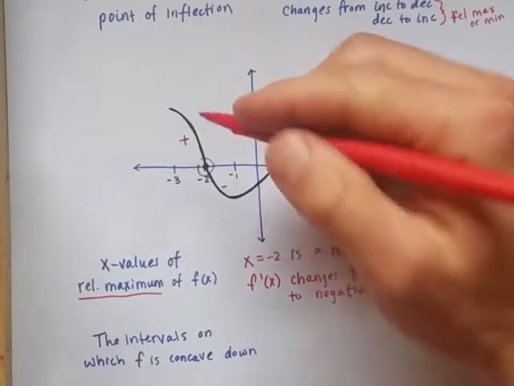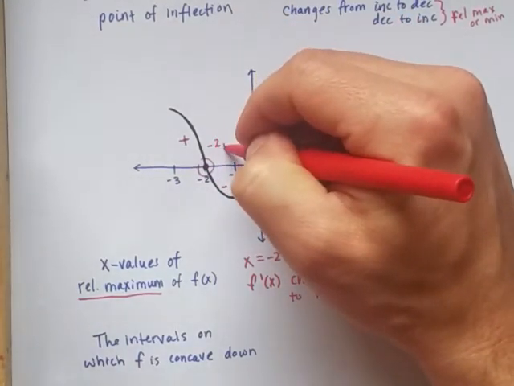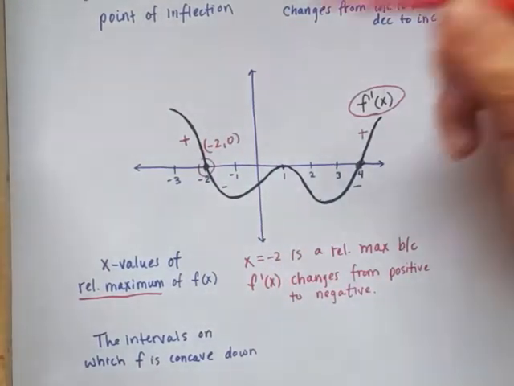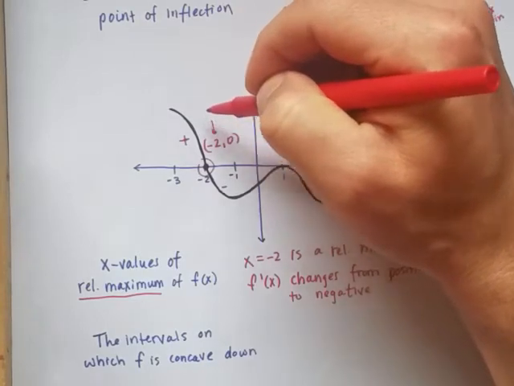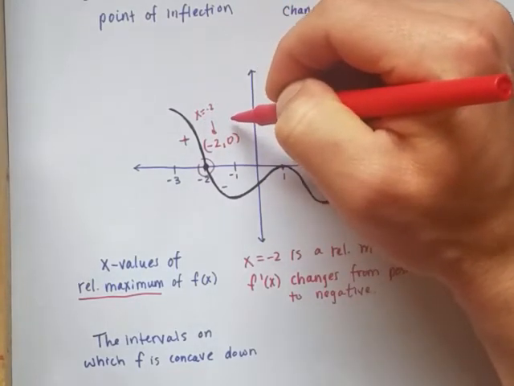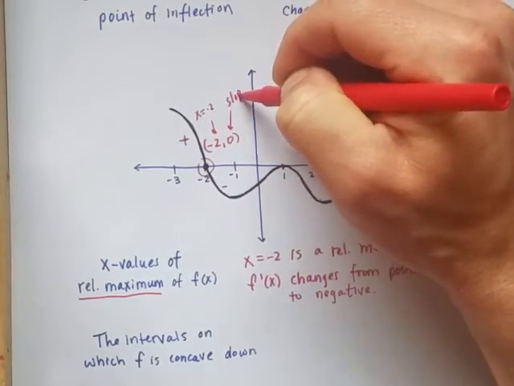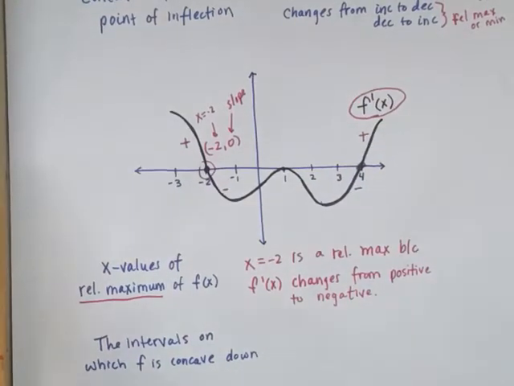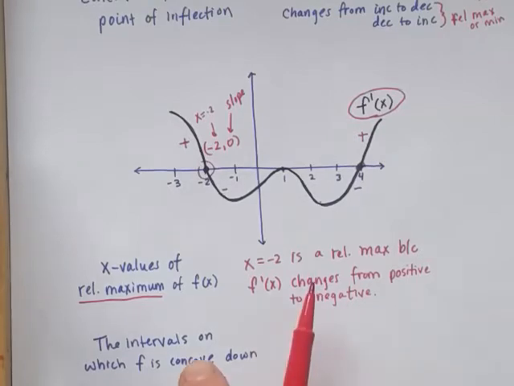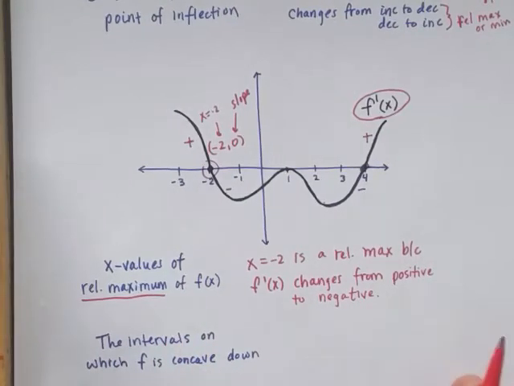Okay, so once again, remember that this point right here is (-2, 0). What that would tell us once again is at x equals -2, our slope is 0. So remember that slopes of zero are going to be any relative maximums and minimums. The intervals on which f is concave down.